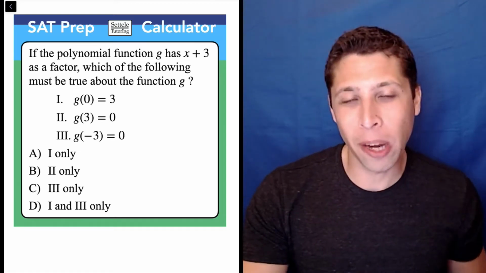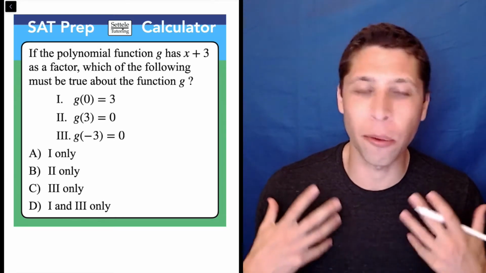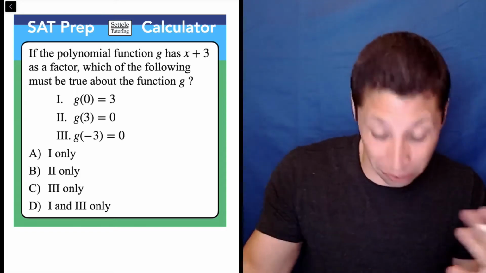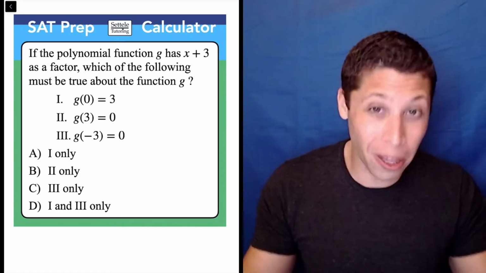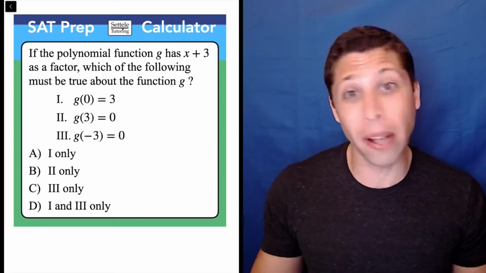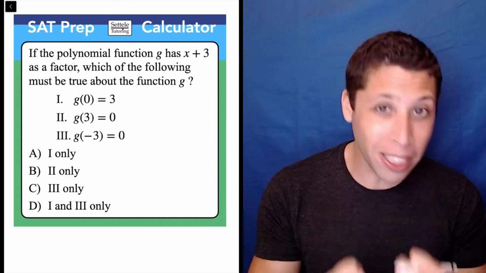This is a bit of a tricky question because it seems really math heavy and the wording is really scary, and all of these answer choices kind of look the same because like g of 0 equals 3, g of 3 equals 0. To a lot of us that just makes no sense. This is really a vocab question though, and we can get this right without doing any work if we understand what they're really telling us here.